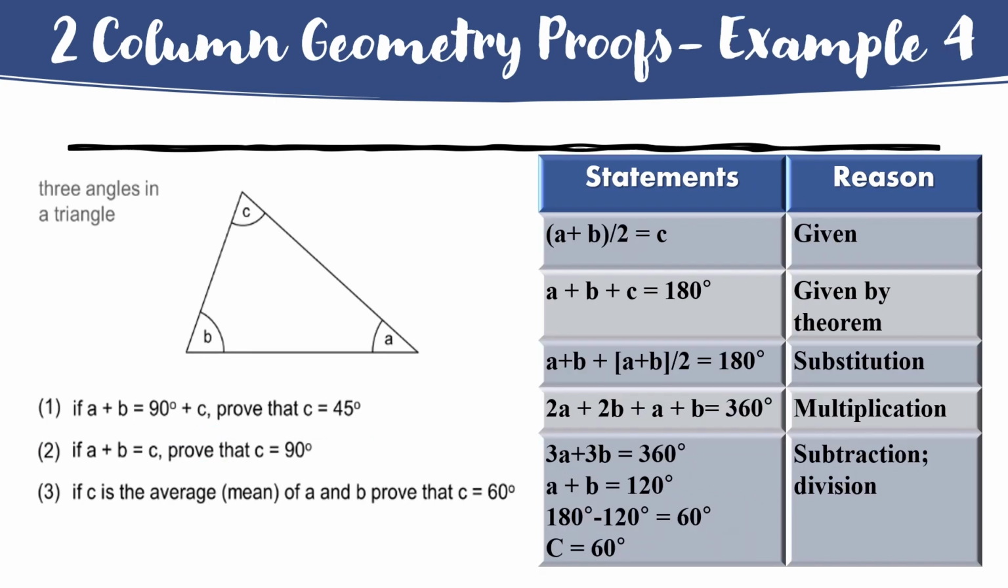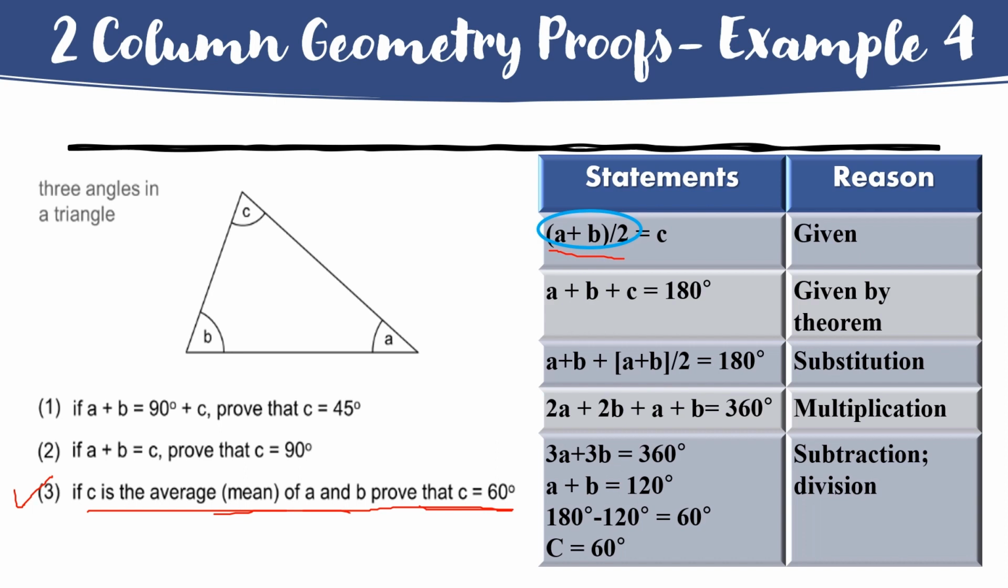So here's our last example for this video, and it is an example of how to solve a geometric proof. And we are going to work on number 3. If C is the average or mean of A and B, prove that C equals 60. So our given is A plus B divided by 2 equals C. And we get that given from this statement. It told us that the average of A and B equals C.